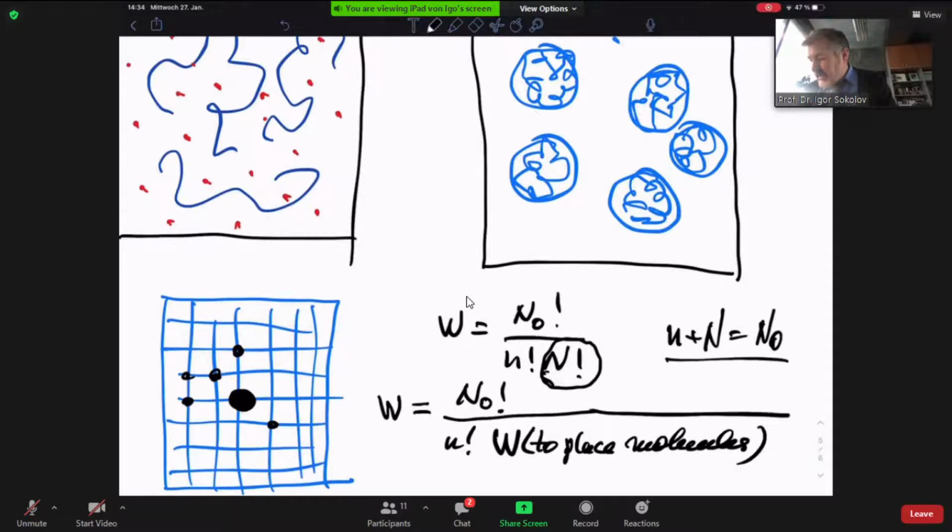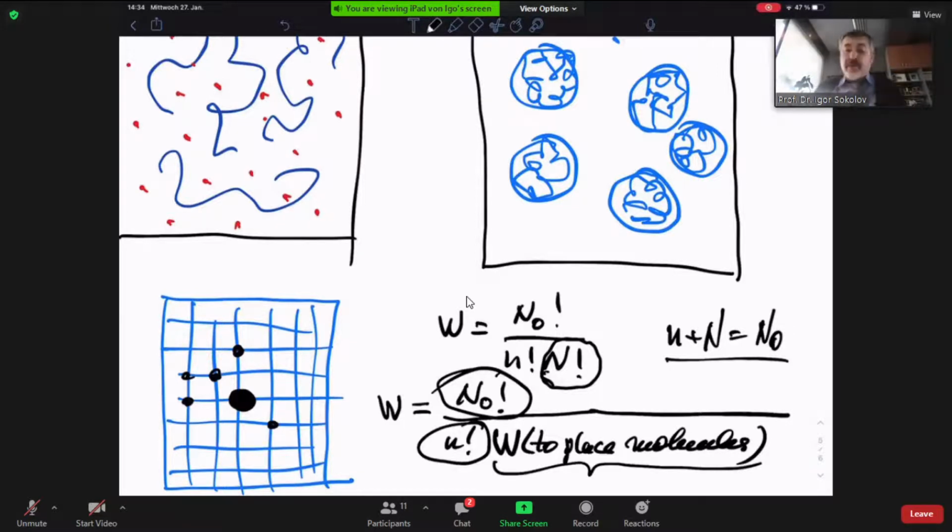So essentially it's the number of ways to number the sites, the number of ways to place the solvent molecules, and this is the number of ways to place molecules. This is my interpretation of this formula.